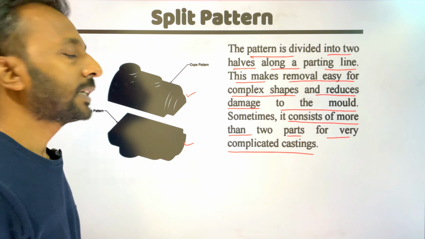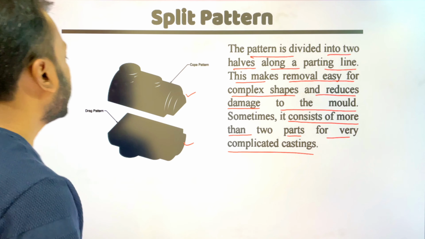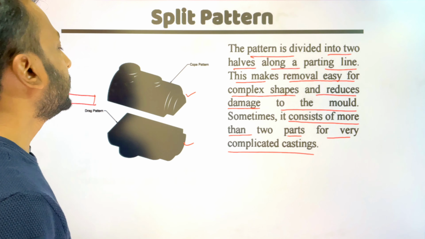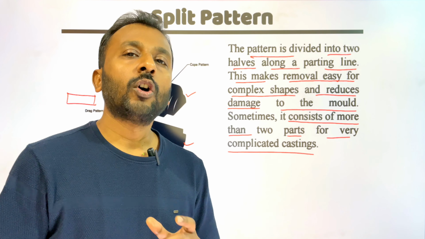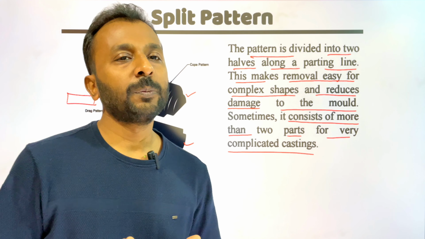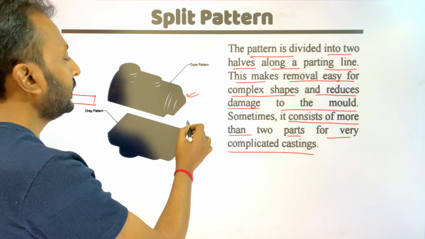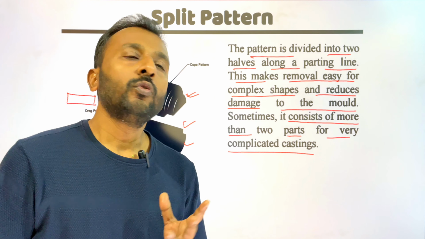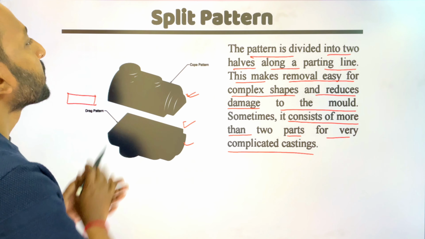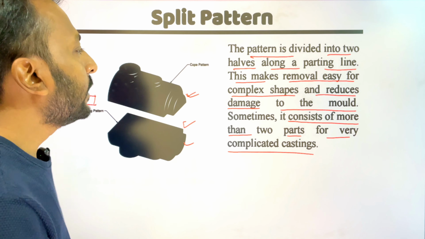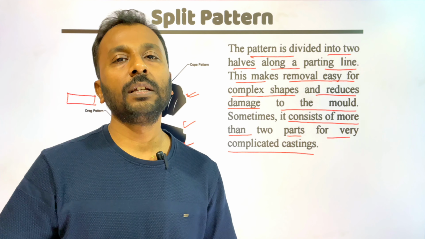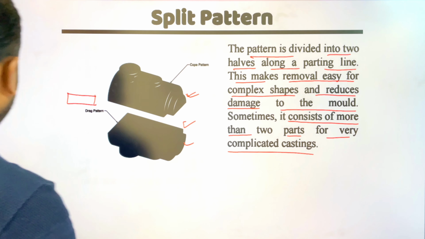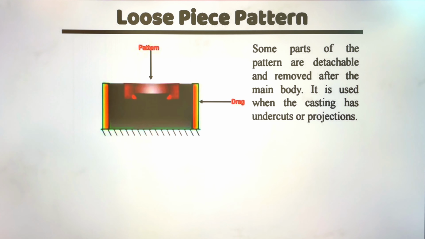If the casting is very complicated, there can be one more piece of the pattern. So this pattern can be called split pattern or multi-piece pattern. This pattern is called two-piece pattern because the pattern has only two pieces. This is the split pattern, used when very complex shapes are created using the molding process.